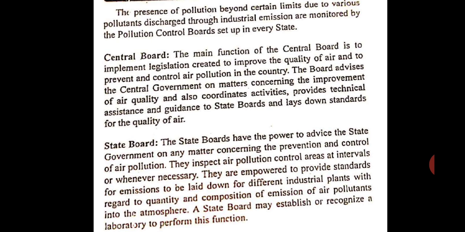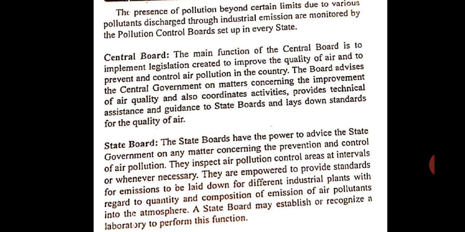So for this air quality, the limits have to be fixed. So the limits of pollutants which can be sent into the atmosphere are fixed. Like in all the industries, in the chimneys, the emissions are being dumped into the atmosphere. So the Central Pollution Control Board comes out with the standards, and they revise the standards also for the quality of air. And they also advise the respective state governments as well as the central government regarding the improvement of air quality, and also coordinate the various activities and provide technical guidance.